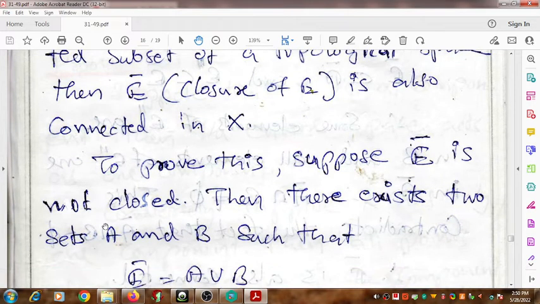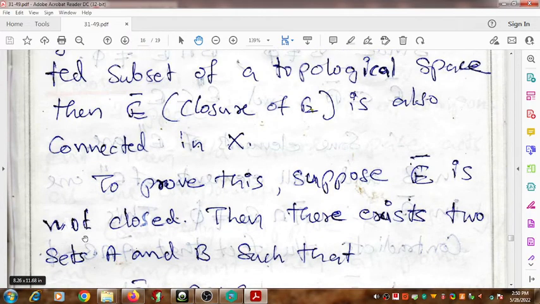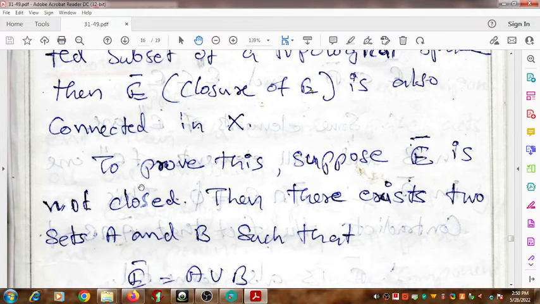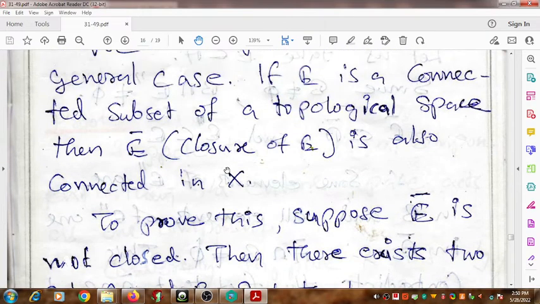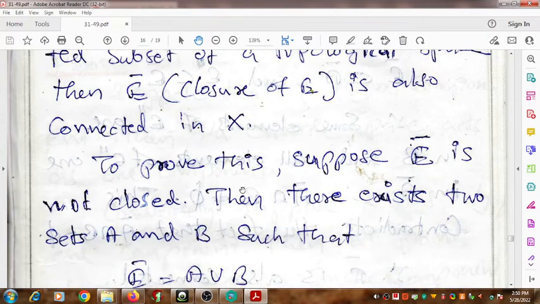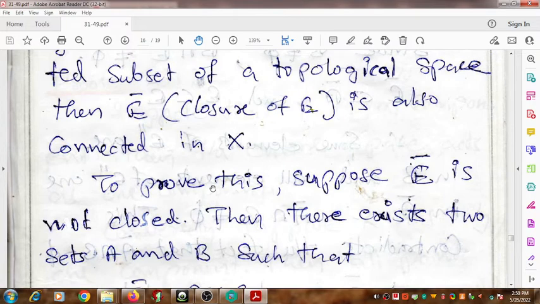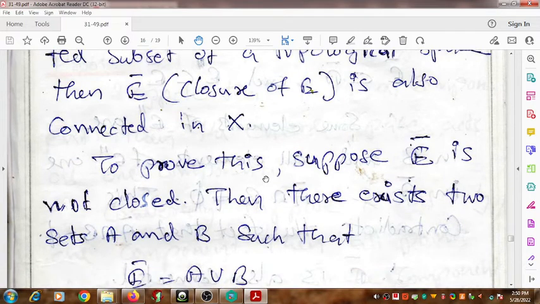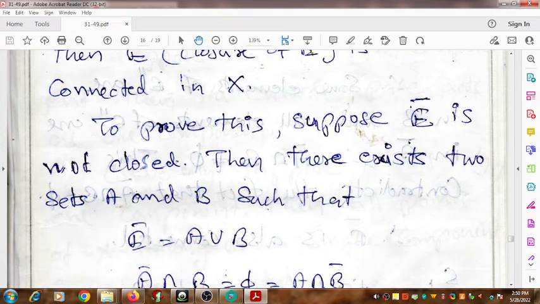To prove this, we want to show that the closure of E is also a connected subset of X. In order to show that, we think about the opposite situation, that is, the closure of E is not connected.